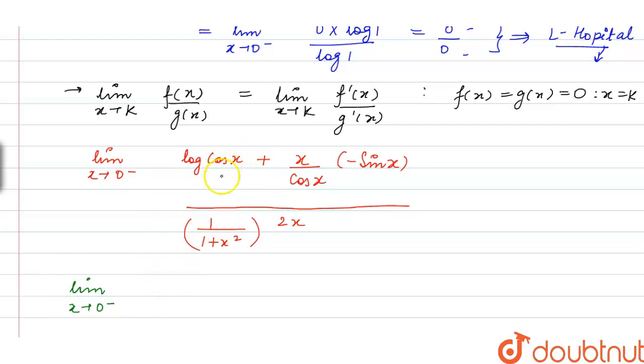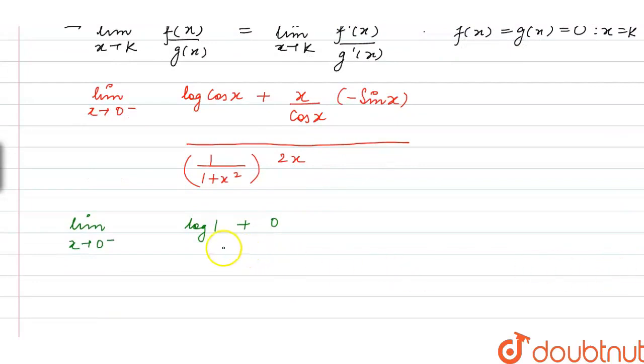Now we know that cos 0 is what? Cos 0 is 1, so this would be log of 1 plus, this is x, that is 0. Something multiplied and divided by 0 is obviously 0, so we need not solve it again further. Now this is 2x, again 0, and this is divided by 1 plus 0, so that is 1. So 0 divided by 1 is again 0. So actually we obtain an expression of again the form 0 by 0.